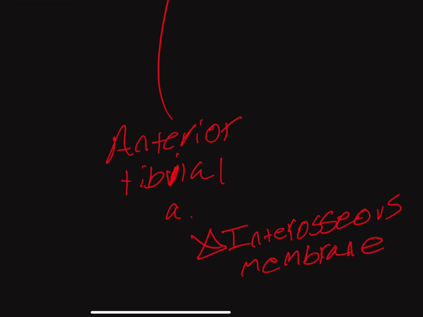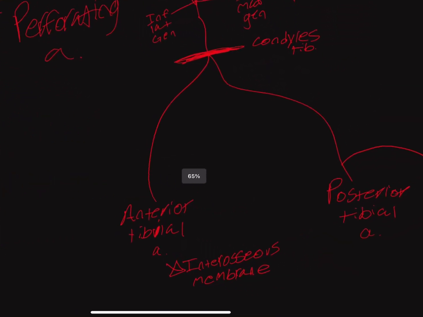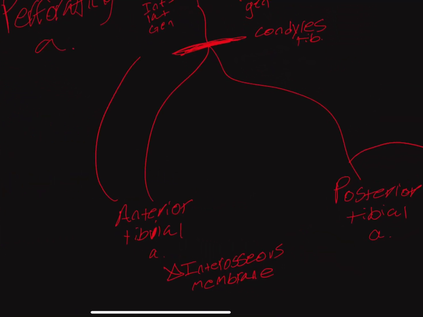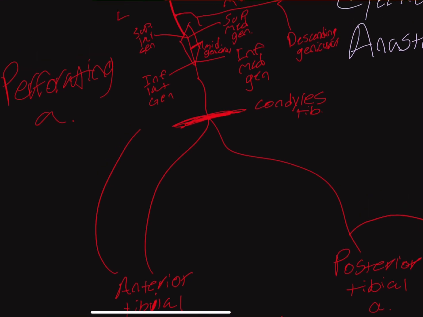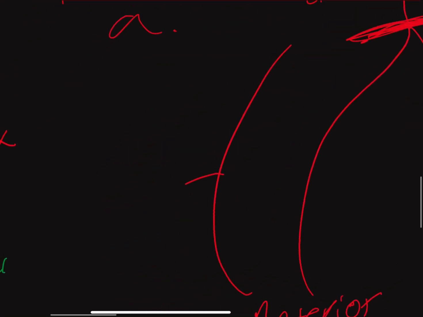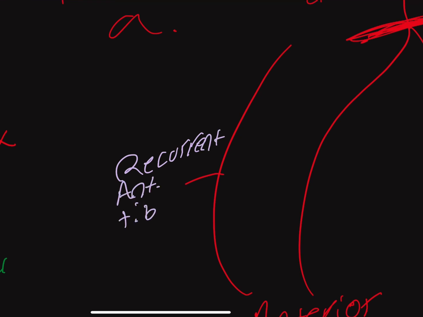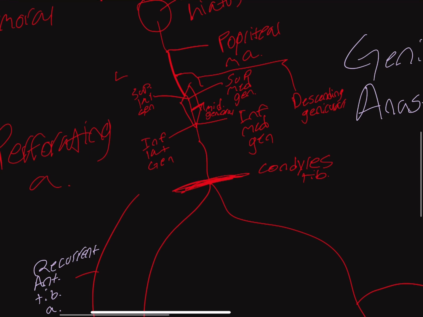And once it passes that interosseous membrane, it's going to have a branch that runs up and goes to the genicular anastomosis up here. And that's going to be your recurrent, so we'll do this in a different color. Actually, I'll just delete it. That's faster. This is going to be your recurrent anterior tibial artery. Okay, so this is the guy that runs up and goes into your genicular anastomosis.